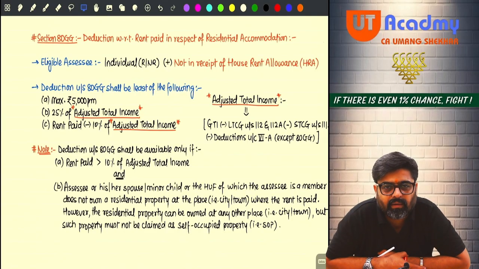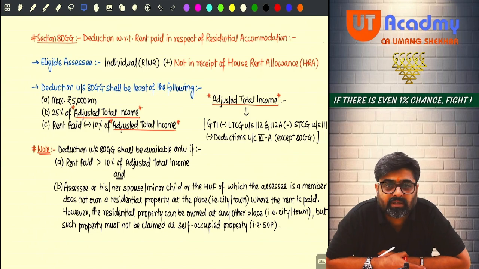Now, the third limit was rent paid minus 10% of salary. Instead of that, take rent paid minus 10% of adjusted total income. See, limits are similar to HRA only. Instead of actual HRA, 5,000 per month. Instead of 40 or 50% of salary, take 20% of 25% of adjusted total income. Instead of rent paid minus 10% of salary, take rent paid minus 10% of adjusted total income. A, B, C, whichever is lower will be your deduction under 80GG.